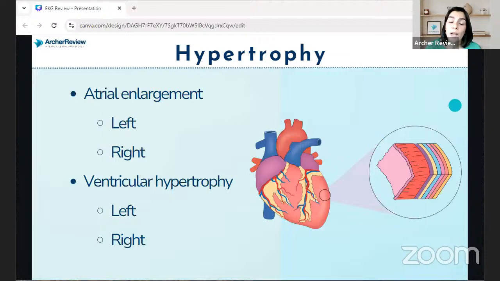But what I do want you to know is that there are different types of hypertrophy. There's atrial enlargement. So sometimes if you have some underlying structural issues, maybe some valve issues, that left atrium can get really floppy, and that can lead to AFib. That could be the underlying cause of that patient's atrial fibrillation. But you can definitely have atrial enlargement on both the right and the left side. And then you can also have ventricular enlargement or hypertrophy, both on the left and the right side. And that left side is going to be more common. So you'll see that left ventricular hypertrophy more commonly in clinical practice.